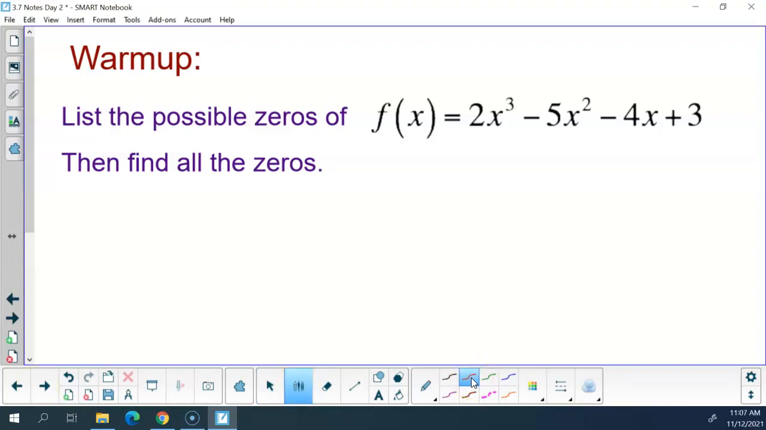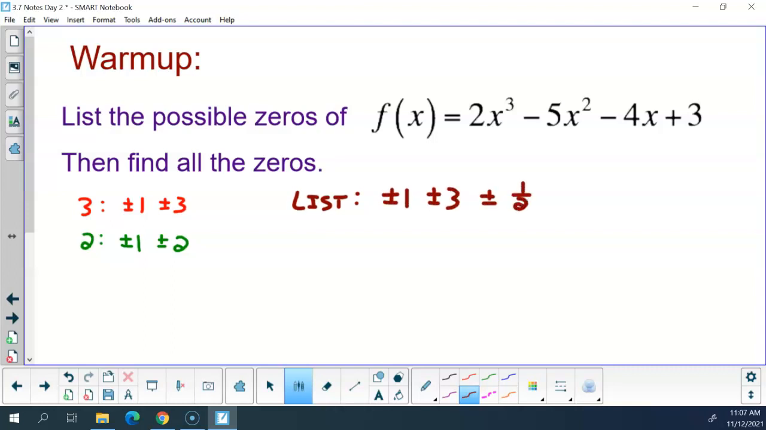Luca, what do I do? You gotta take the factors from the last term and the first term. Okay, and I do what? So what are the factors of the last term? 3 and 1, 1 and 3. Okay. Plus or minus. Factors of the first term? 1 and 2. Okay. So what do I do with the red numbers and the green numbers? You gotta divide the red number by the green. Okay. So that's going to be plus or minus 1, plus or minus 3, plus or minus 1/2, plus or minus 3/2. Yes?